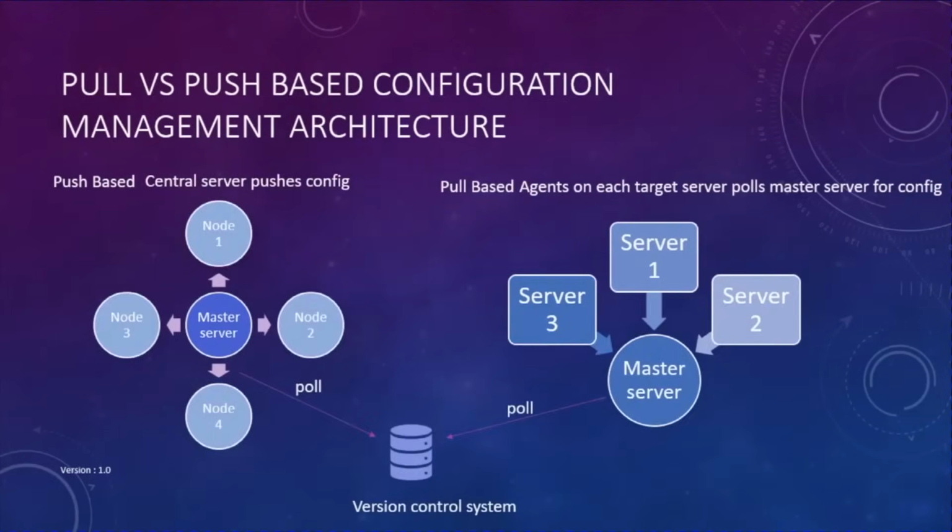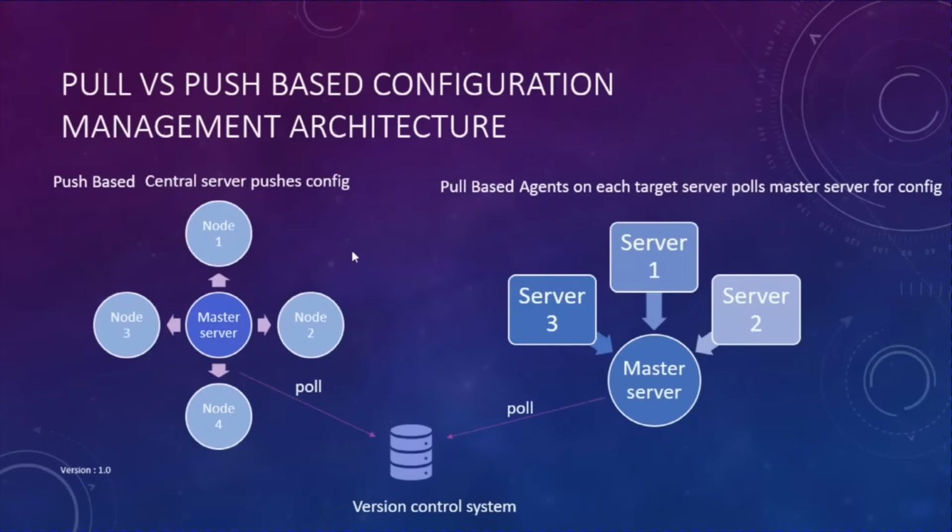Hey guys, configuration management tools follow two different architectures to achieve their objectives, pull-based versus push-based. In a pull-based architecture, you have a master server which stores all the configuration information, and then you install agents on each of the servers for which you want to manage the configuration. In this architecture, the agent will regularly poll the master server to check if there are any changes. Tools like Puppet and Chef use pull-based architecture. It is called pull-based because an agent pulls the configuration information from the master server.